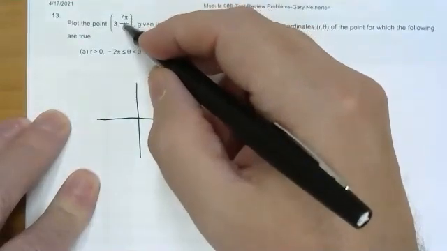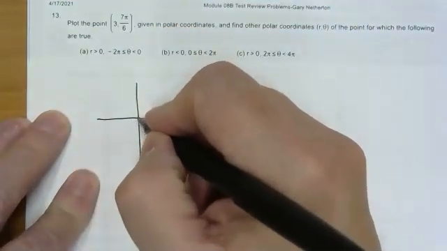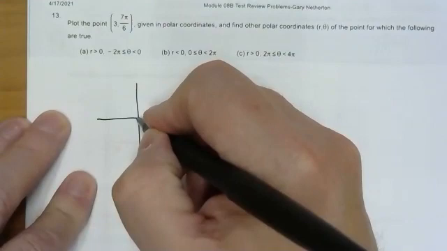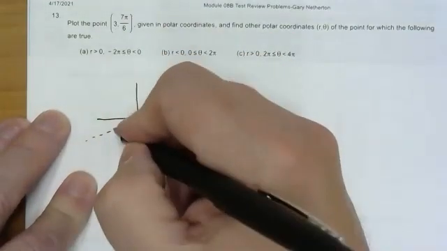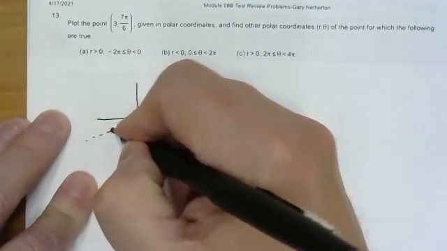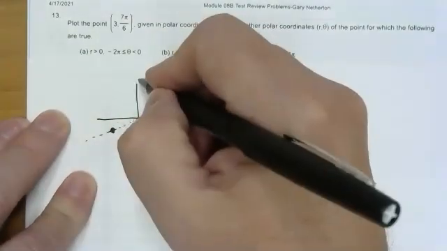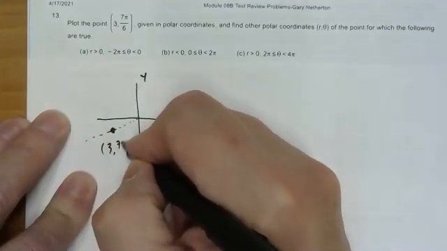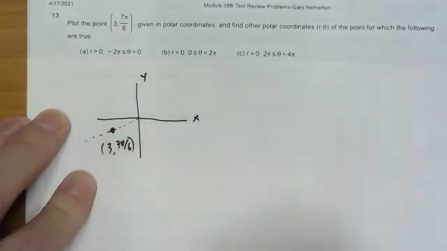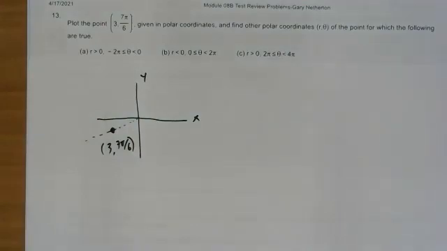So you do your angle first. 7 pi over 6 is right here, a distance of 3. We'll just call it right here. So that is 3, 7 pi over 6. Here's what they want to do.